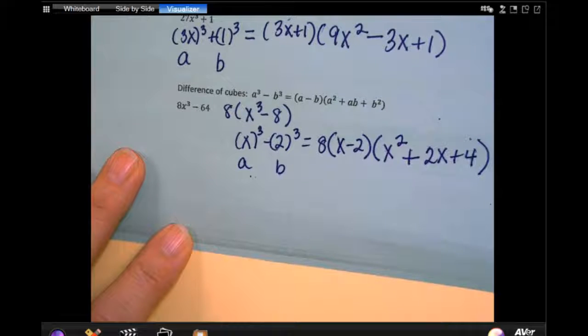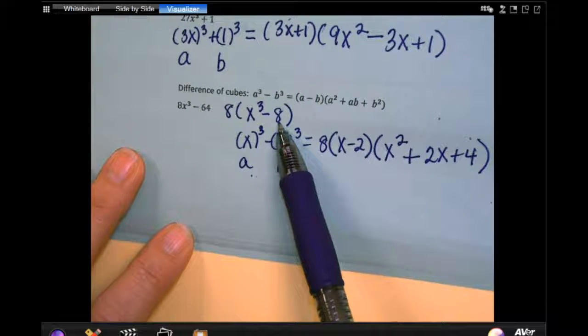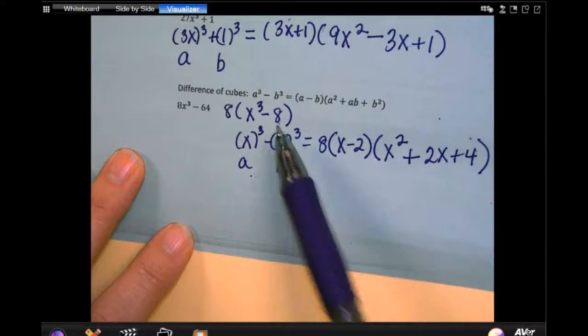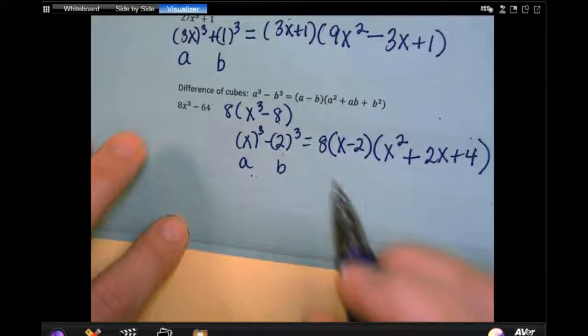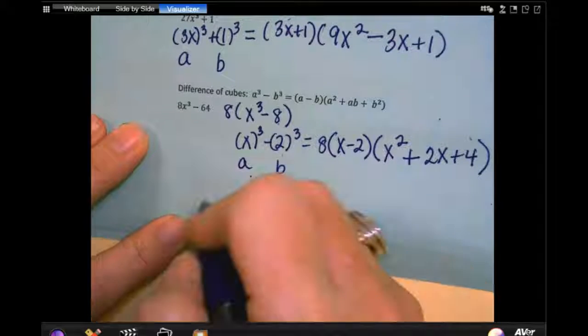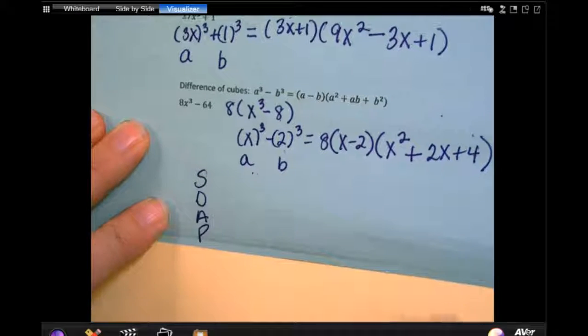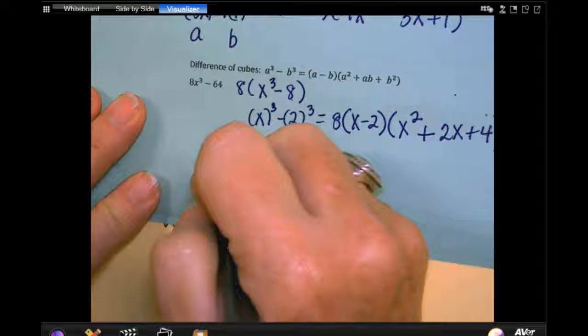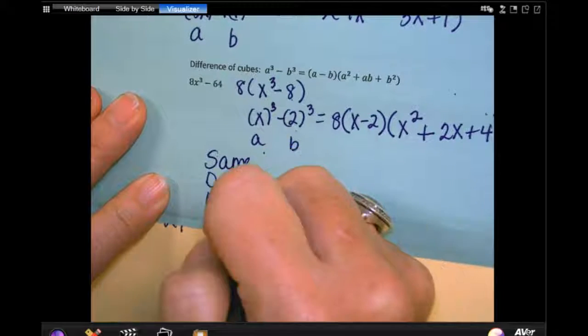Where would that have come from? It didn't. What number cubed is 8? 2. Okay, so here's a hint to help you remember. Yes.